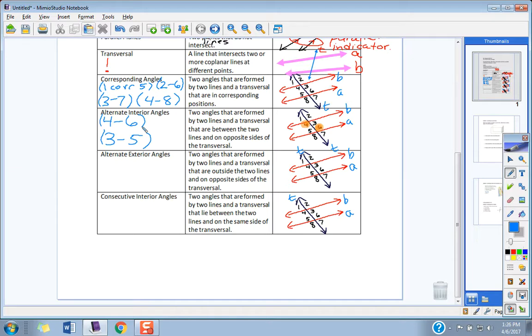All right, so in our definitions, just like alternate interior angles, the next term is alternate exterior angles. It means exactly the same thing, but instead of being between the two lines, we're going to be outside the lines, which is a good show on ESPN. All right? Alternate exterior angles.